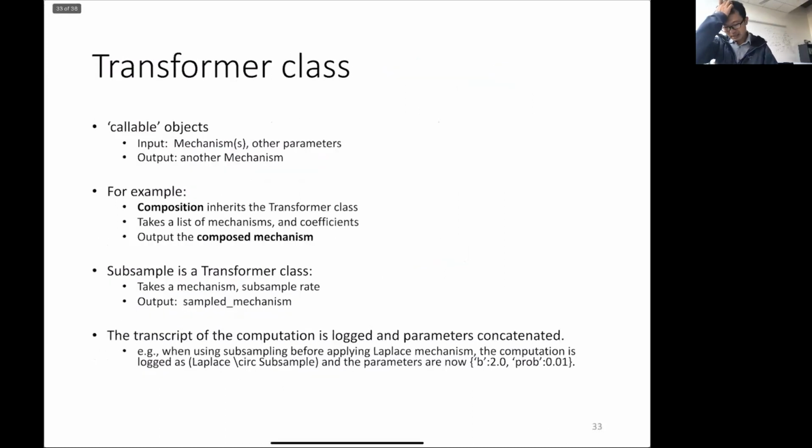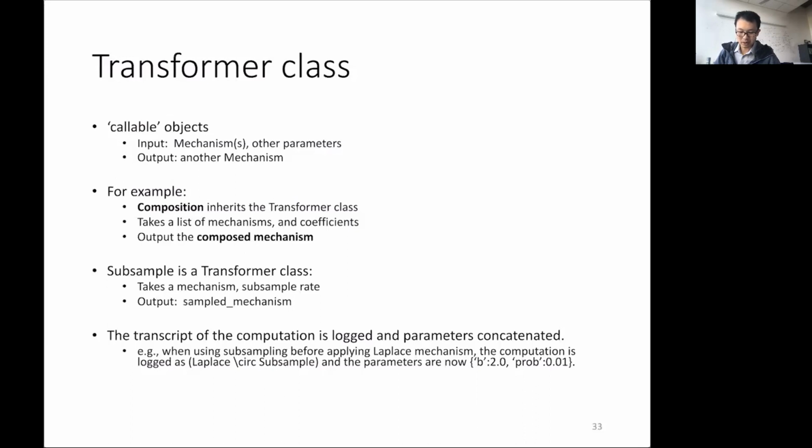The transformer class, so I won't go into the details here, but it is anything that takes a mechanism and outputs another mechanism. It could be amplification or composition and so on. As we use a transformer, it keeps track of the actual computational graph of individual mechanisms and how it actually works in practice.